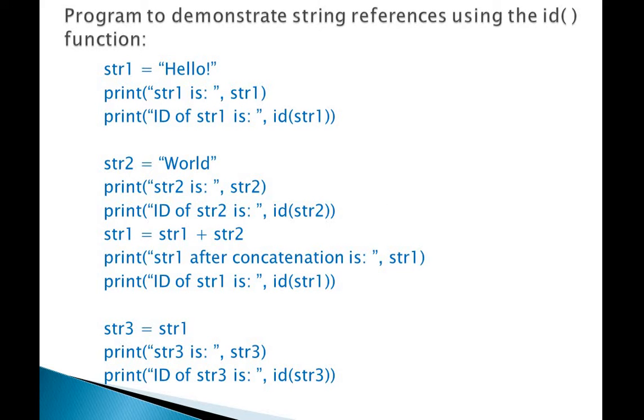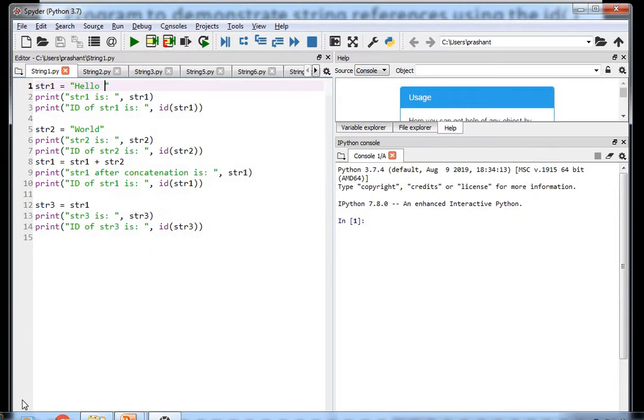Here is the program that demonstrates the use of id function. I will move you to the editor, Spyder. The same code is available here. I explain you this code and then we see its output. At line number 1, str1 variable is created. It is assigned value hello. At line number 5, str2 string variable is created. We have assigned world.